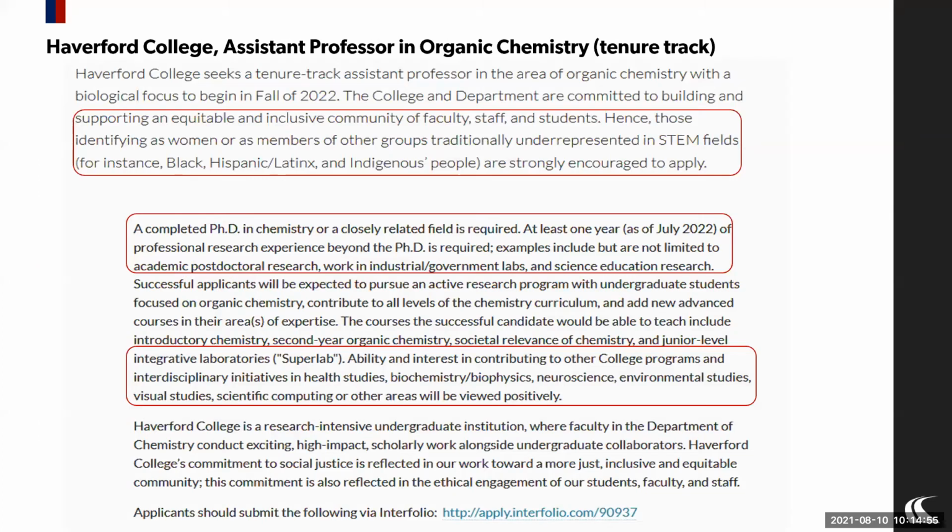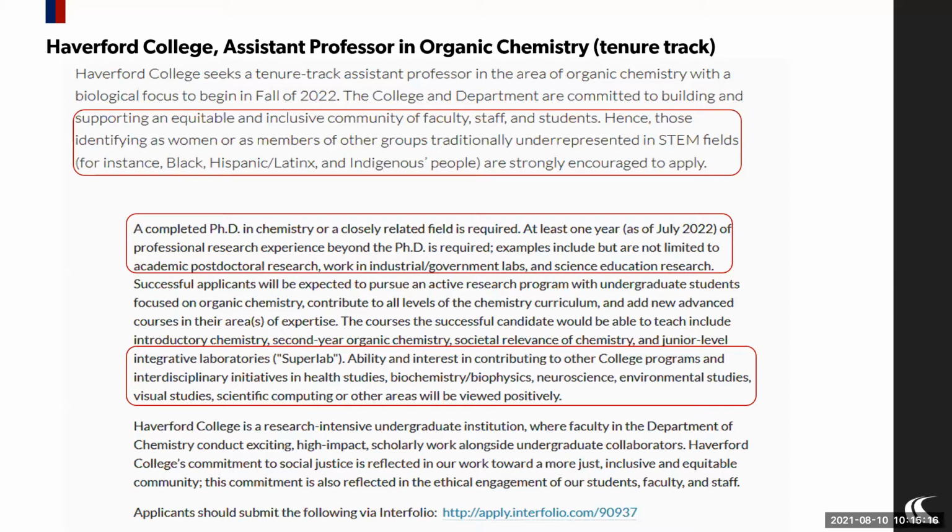Let's look at a contrasting local school, Haverford College, very small liberal arts school, teaching focused institution. Let's look at some of the other things that they say they're looking for. And this is an organic chemistry tenure track position. These are actual real jobs that are available. I just found them all last week.